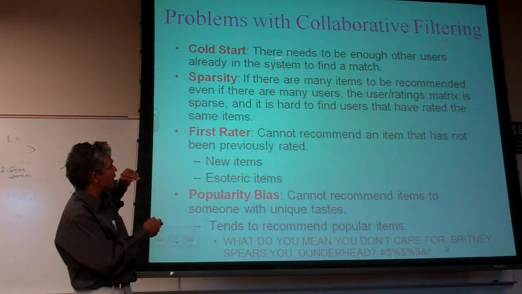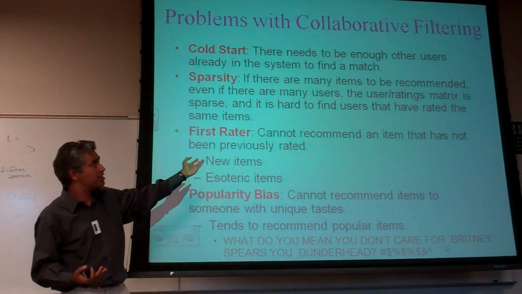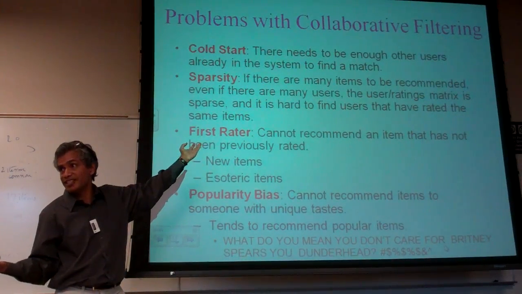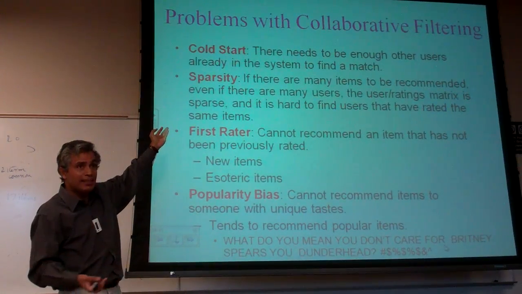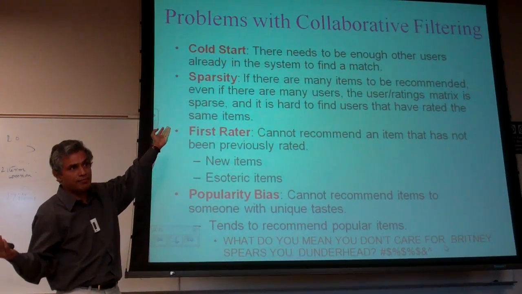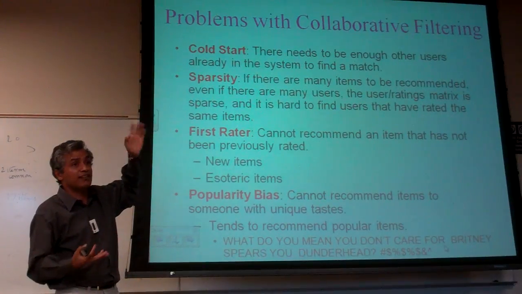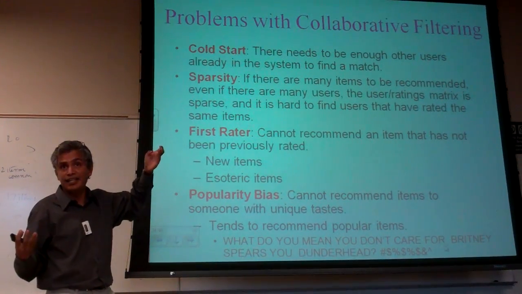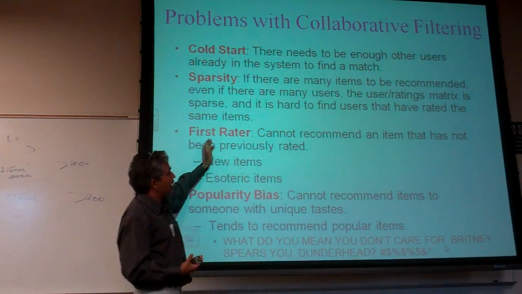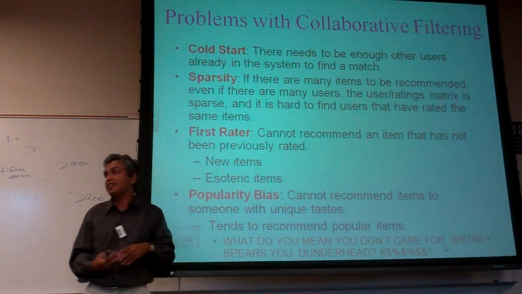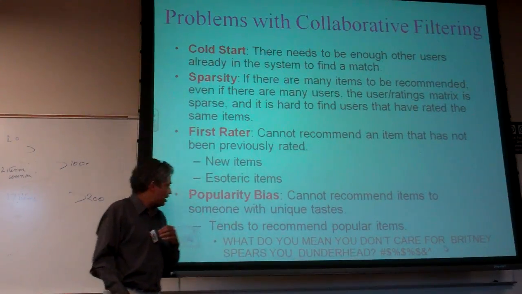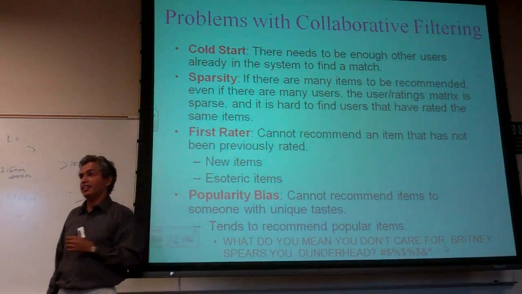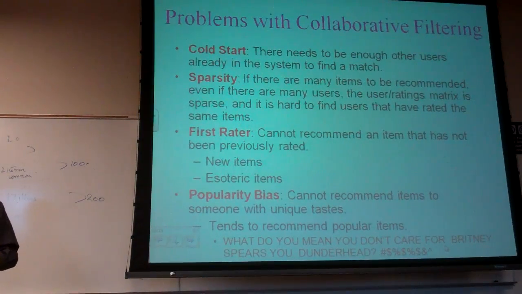We talked about this cold start. There needs to be enough other users already in the system to find a match. If you're the first user in the system, they can't do collaborative filtering. Sparsity. If there are too many items to be recommended, most vectors are sparse. So most items are not rated. That means most pairs of users have very few commonly rated items. Okay. First rater: it cannot recommend an item that has not yet been previously rated, even if there are lots and lots of people in there. Popularity bias: it cannot recommend items to somebody with very unique tastes because they don't have enough common ratings with anybody that works well for them.